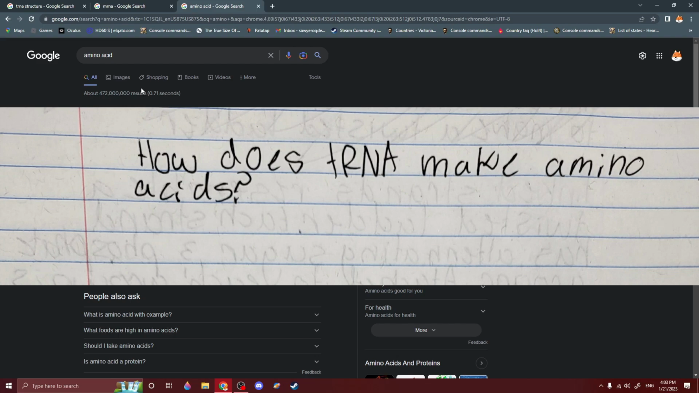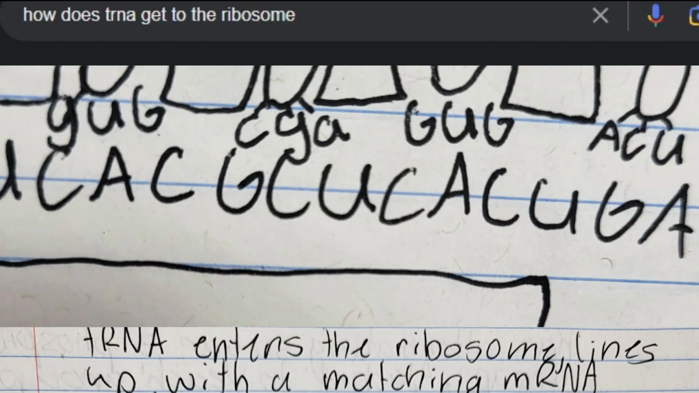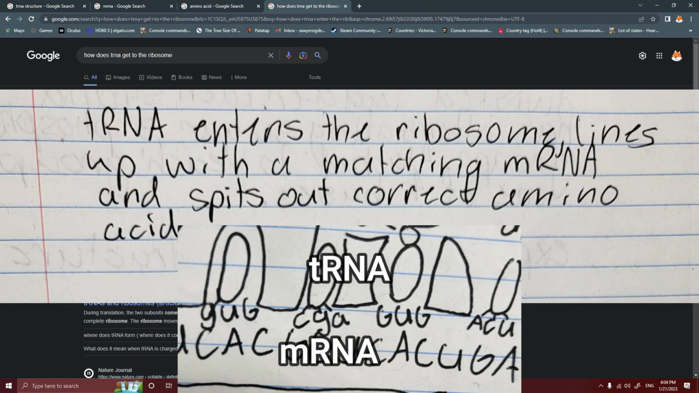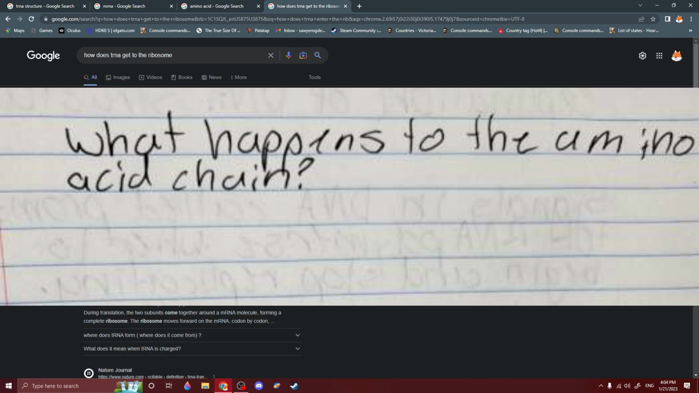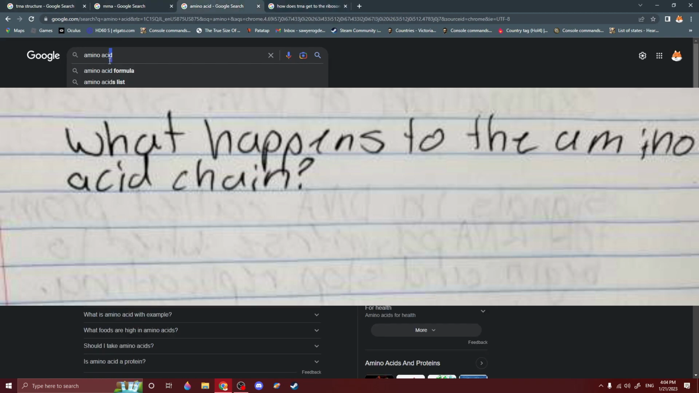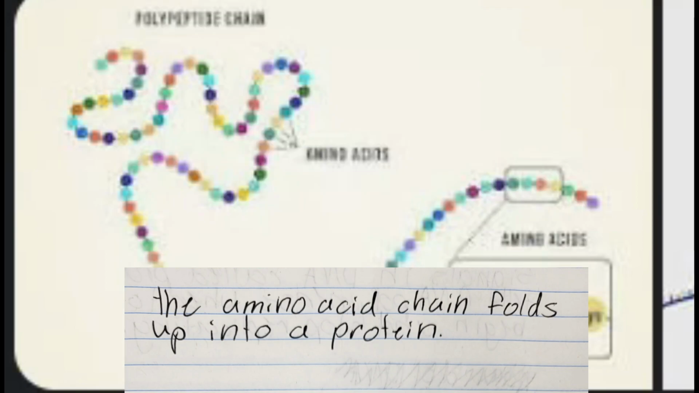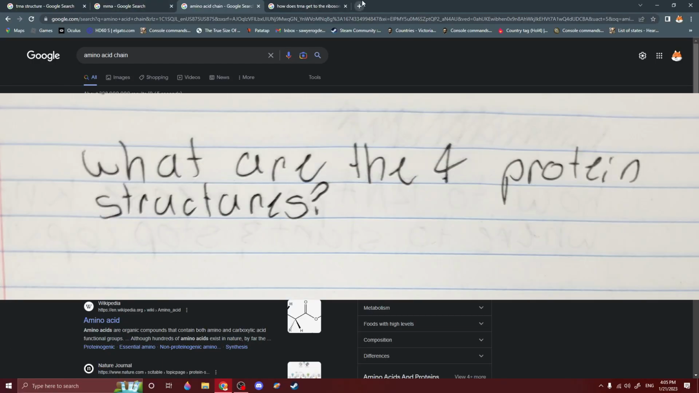And how does tRNA make amino acids and enter the ribosome? It enters in a solvent accessible channel at the subunit interface. So I'm using that little tube, I guess. It enters the ribosome, lines up with a matching mRNA, and spits out the correct amino acid using those codons and anticodons. But what happens to this created amino acid chain? The amino acid chain folds up into a protein. That's its entire purpose. And what are the 4 protein structures?